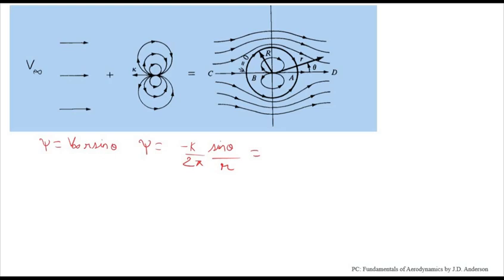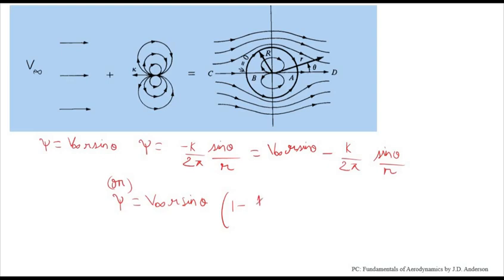So the combined stream function can be given as V infinity r sine theta minus kappa by 2 pi sine theta by r, or we can also write it as psi equal to V infinity r sine theta multiplied by 1 minus kappa by 2 pi V infinity r square. Let us say this is our equation 1.